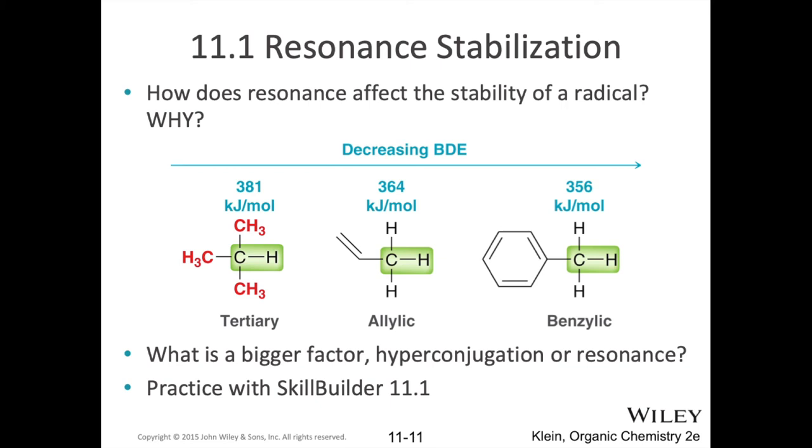Okay, so you can see this again with bond dissociation energies. You can see that here we have a tertiary radical on the left, and for an allylic radical forming and a benzylic radical forming, you can see that the bond dissociation energies are even lower because of the stability of those resulting allylic and benzylic radicals. So clearly resonance is more important than hyperconjugation when it comes to stabilizing a radical.